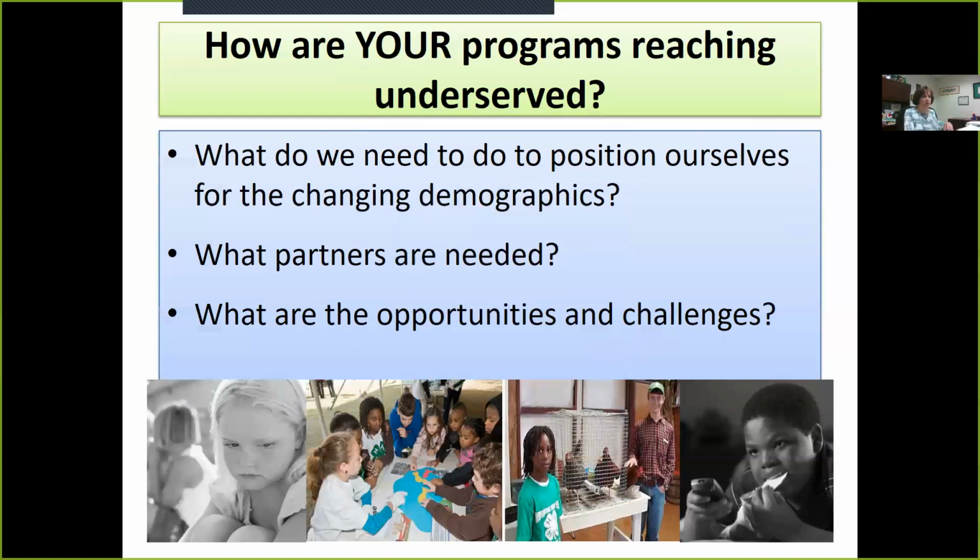We need to look at those things. What partners do you think we're going to need when we're working with these underserved or vulnerable populations? One of the things I didn't share is that there are actually other vulnerable populations: youth with disabilities, disconnected youth, immigrant youth, incarcerated youth, youth in foster care, and youth experiencing homelessness.